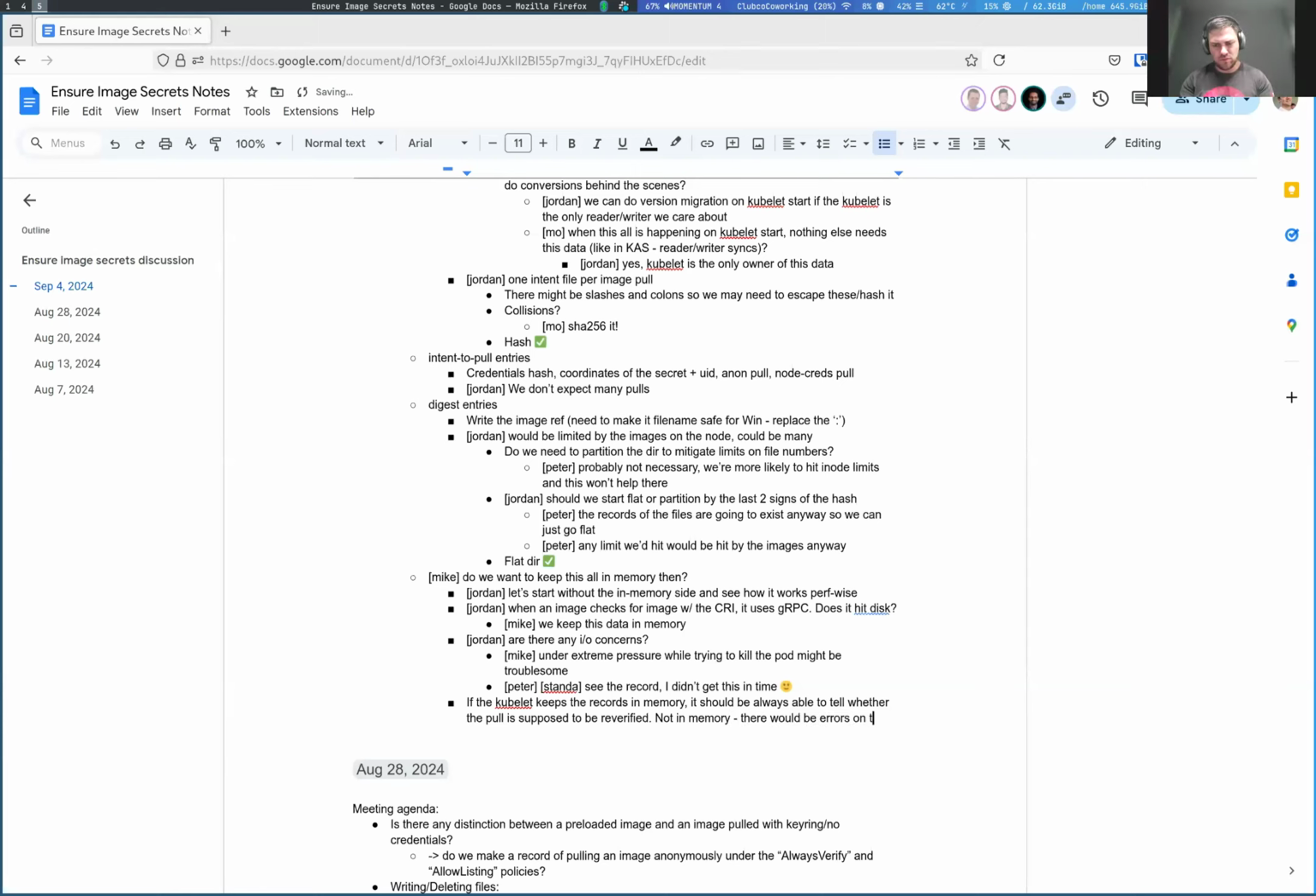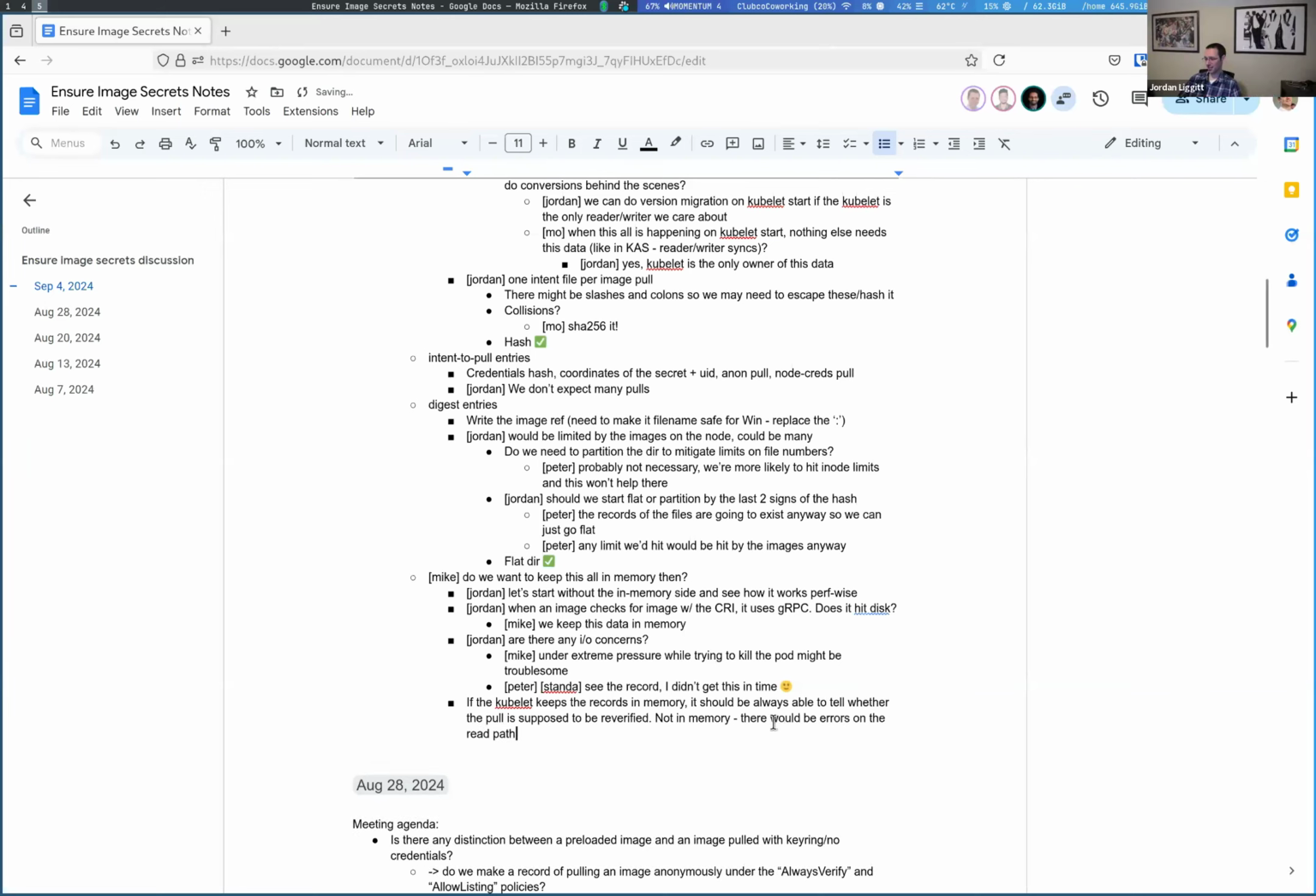I don't know what I would do. I guess I would fail safe, meaning an entry exists for this image, I couldn't read it, therefore I'm going to say you have to re-verify. This is an image I pulled, a file exists for this image, but I can't decipher it. I got a disk error or a decoding error, so I guess you have to re-verify. That's a good fail safe.